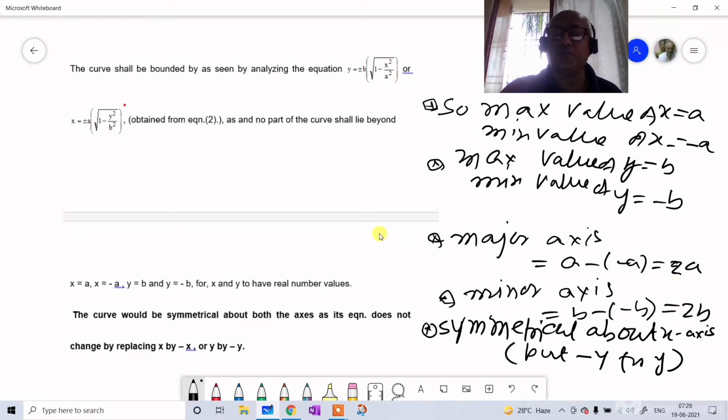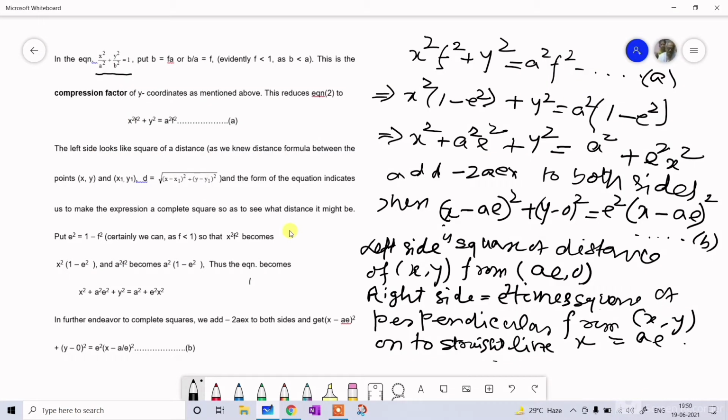And one thing you note, if you replace x by minus x throughout the equation, then the equation remains the same. That means it is symmetrical about the y-axis. Similarly, if you replace y by minus y, the equation remains the same, so it is symmetrical about the x-axis. This is the equation of an ellipse. We credit this to Apollonius of Perga, or Archimedes, or Pappus of Alexandria.